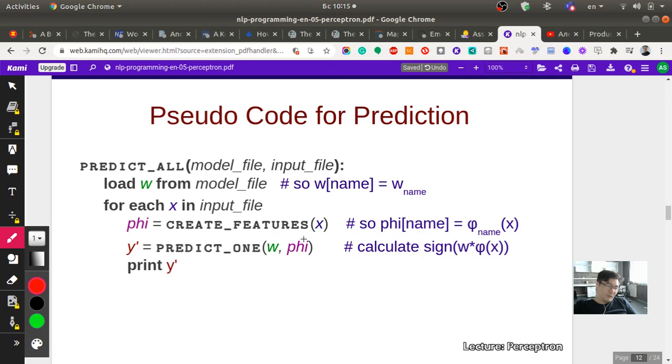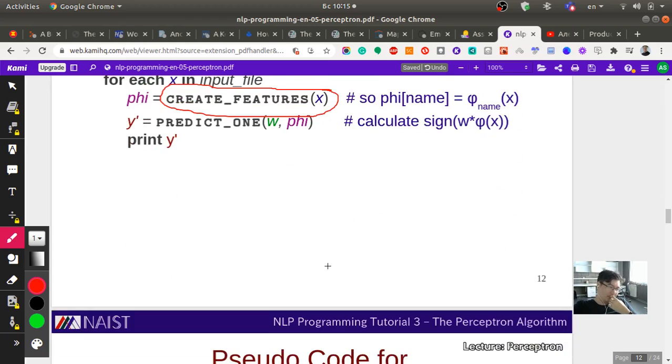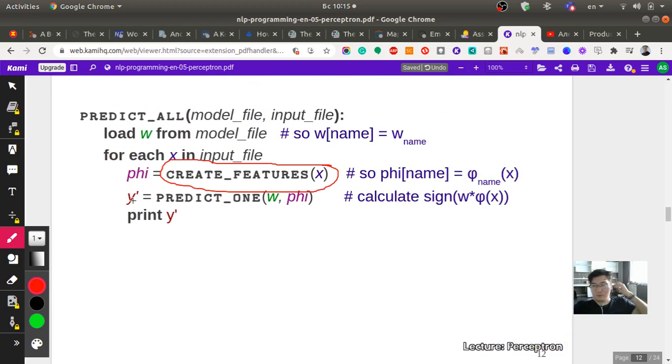Pseudocode for prediction. So this is the pseudocode. As you can see, for each x in the input file, you take x and make features from it. It will be phi, and then this function is predict1. You give it w and phi, and it will show the sum result. So this is a very abstract representation of how this neural network works.